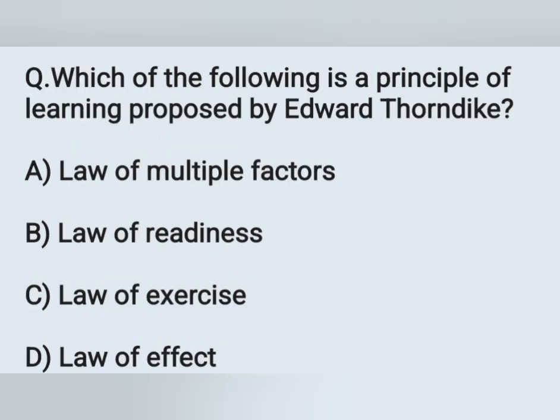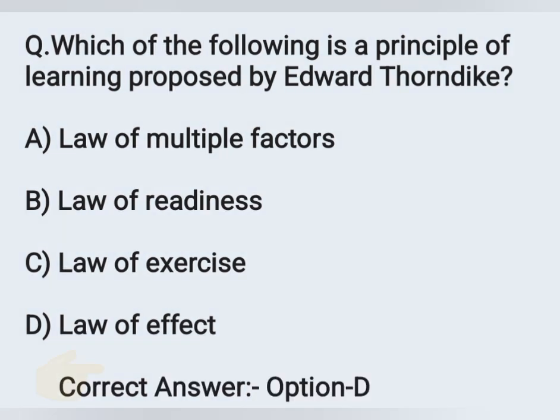And the next question is, which of the following is a principle of learning proposed by Edward Thorndike? Our options: option A, law of multiple factors; option B, law of readiness; option C, law of exercise; option D, law of effect. And the correct answer is option D, law of effect.